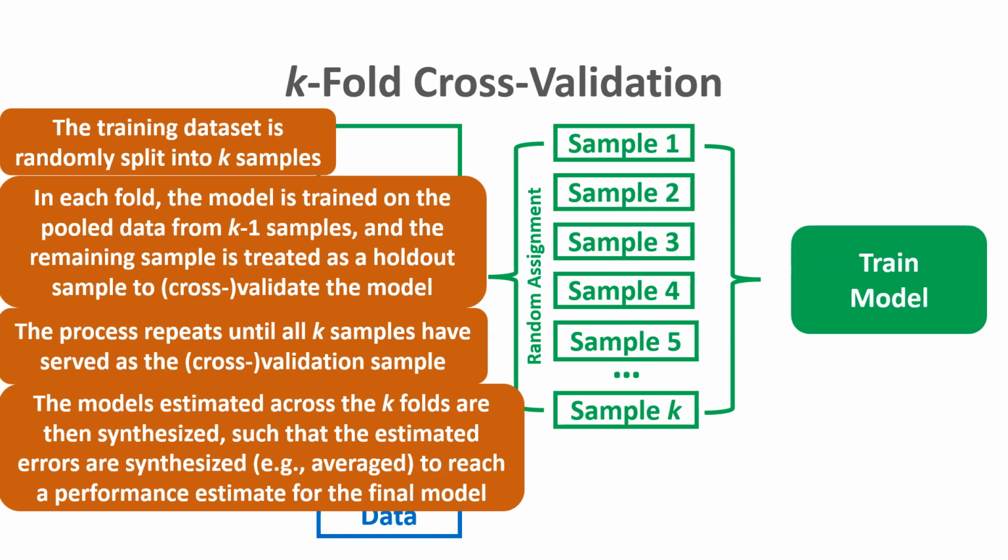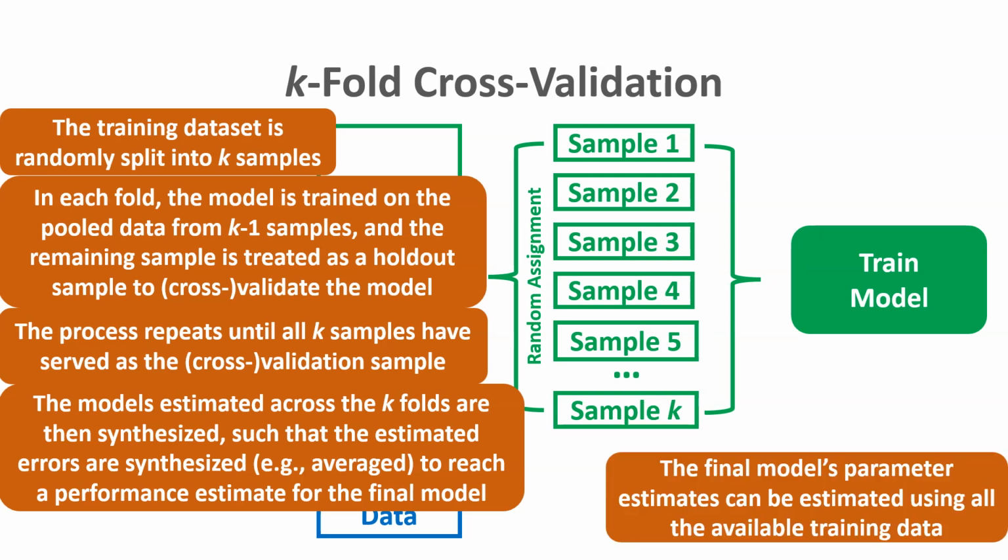The models estimated across the K folds are then going to be synthesized such that the estimated errors are synthesized. So the errors could be root mean squared error. It could also be R squared values, for example. The estimated errors are going to be synthesized, which often means averaged, to reach a model performance estimate for the final model.